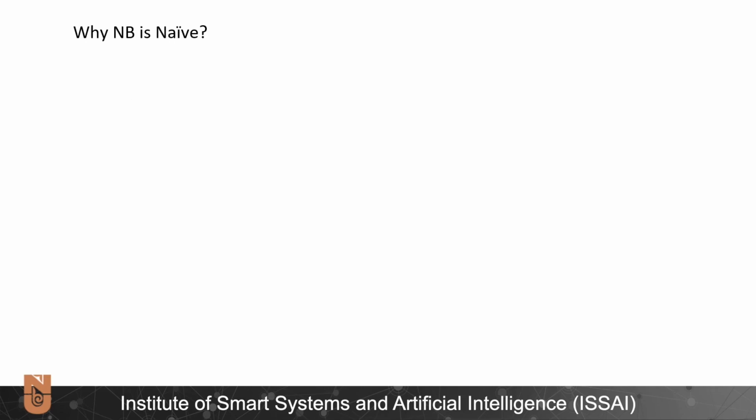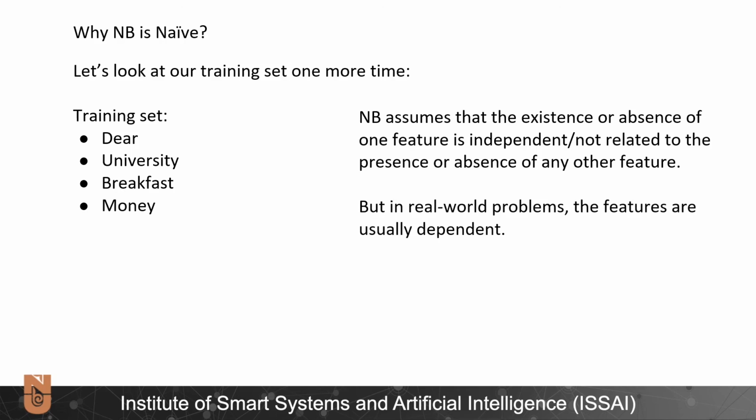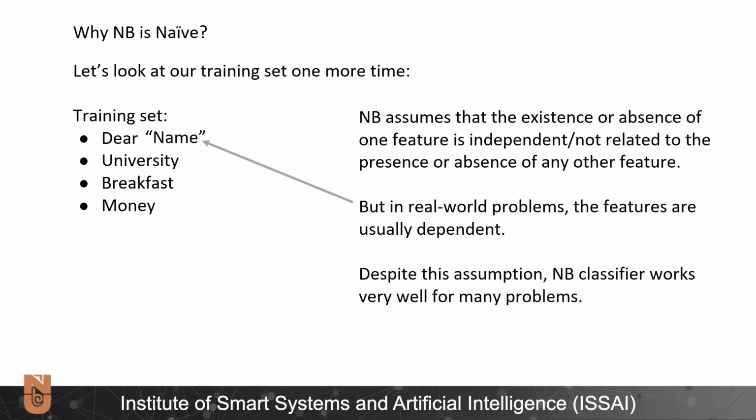So why is naive Bayes naive? Let's look at our training set one more time. Our training set consisted of the words dear, university, breakfast, and money. Naive Bayes assumes that the existence or absence of one feature is independent of the presence or absence of any other feature. But in real-world problems, the features are usually dependent. For example, the word "dear" is usually followed by one's name.